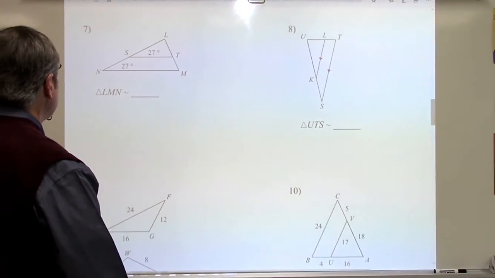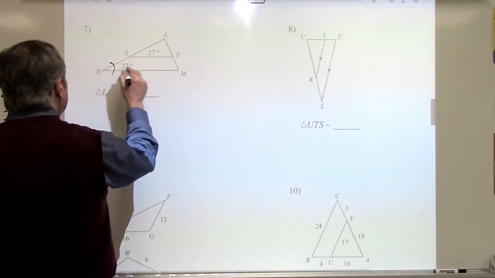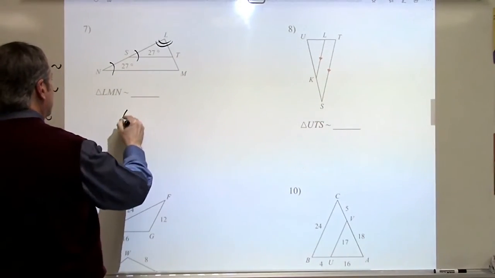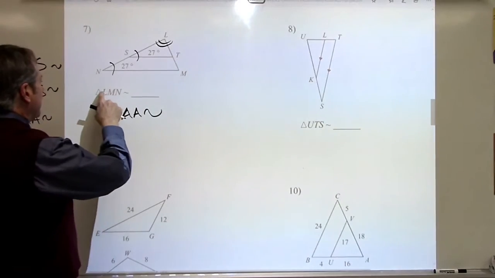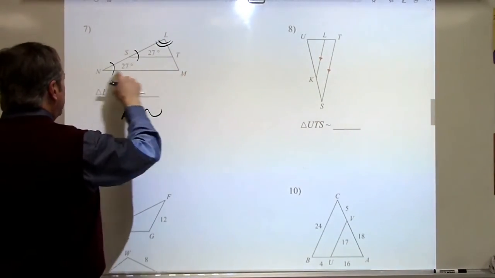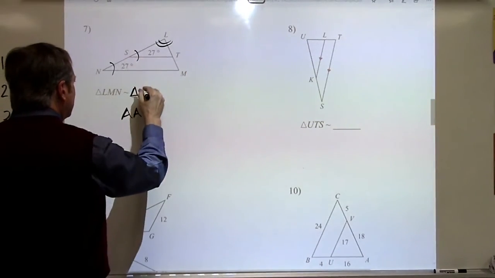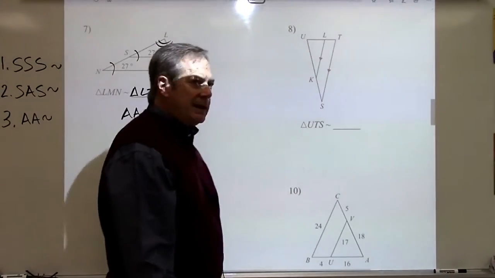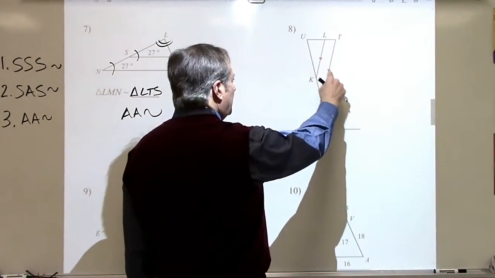Well, we can immediately see that those two angles are the same and they share that common vertex. So yes, by angle similarity, and triangle LMN, the big one, must be then similar to triangle LTS, the small one. Now, in number 8, this is one of the more challenging ones, but your clue are these parallel lines.